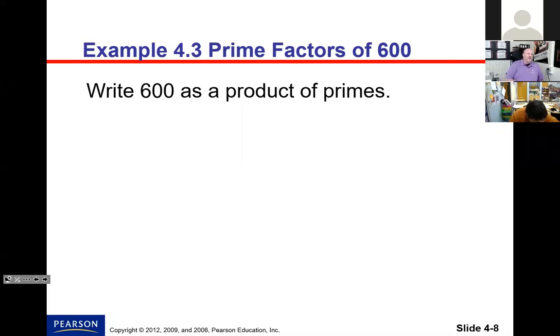Okay, so we're going to try 600. Oh boy, this is a big one. But again, here's the deal. There's going to be many ways to get to the final product. Some of you could look at 600 and break it down into 30 and 20. Some of you might break it down to 6 and 100. Some of you might break it down to 2 and 300. Will you all end up at the same place? Yeah, you will, no matter how you do it.